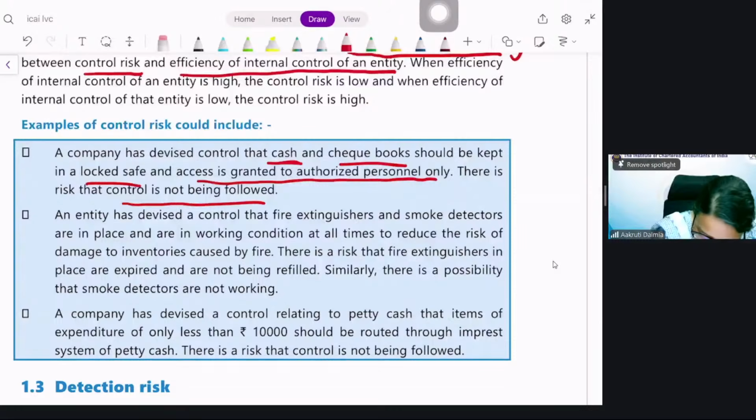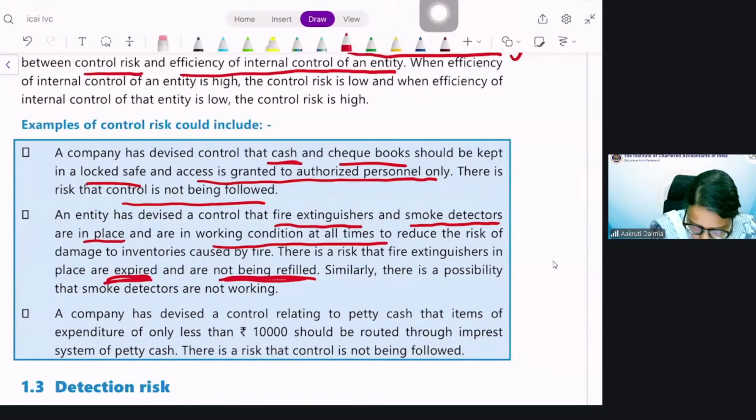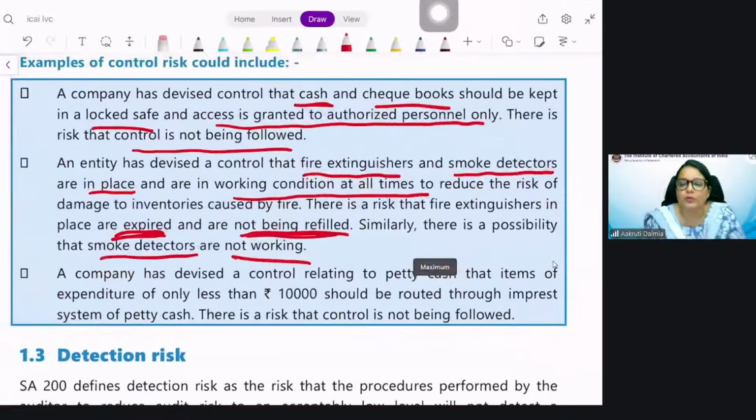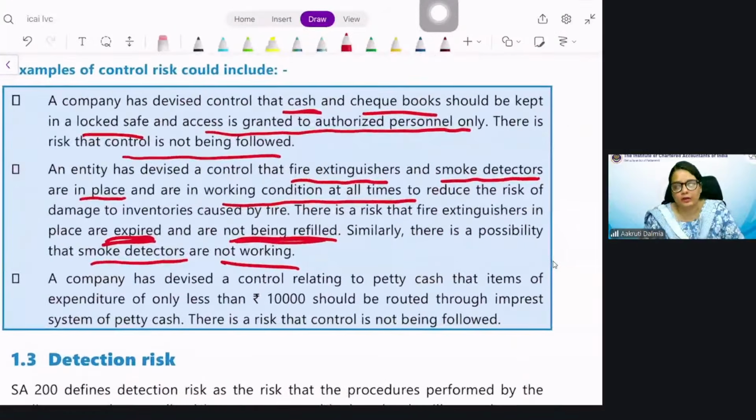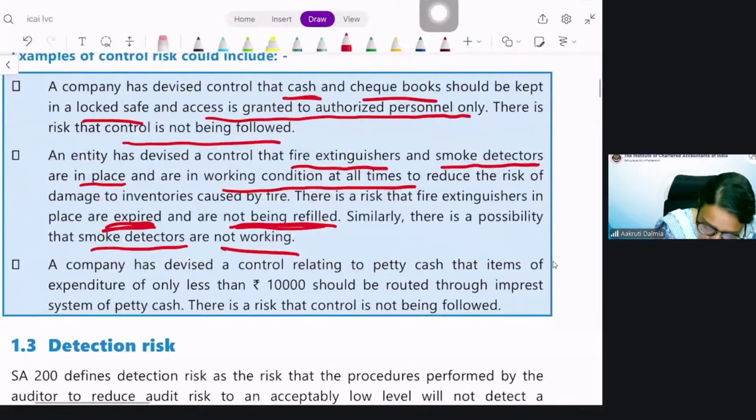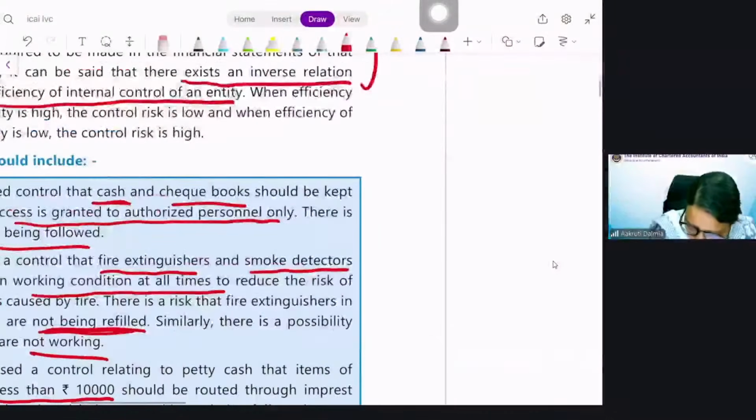Then an entity has created a control that fire extinguishers and smoke detectors are in place and in working condition at all times. There's a risk that fire extinguishers are expired and not being continuously refilled. There's also a risk that smoke detectors are not working, okay? Yes, in CA Final, you'll study each SA individually. Here you will study topics, and in between a lot of SAs you'll study, okay? But not SAs as a separate chapter. A company has devised a control relating to petty cash that only less than 10,000 rupees should be used, but it is possible that it is not followed. So these are just examples, okay?